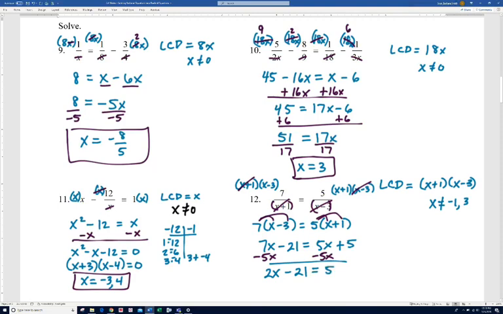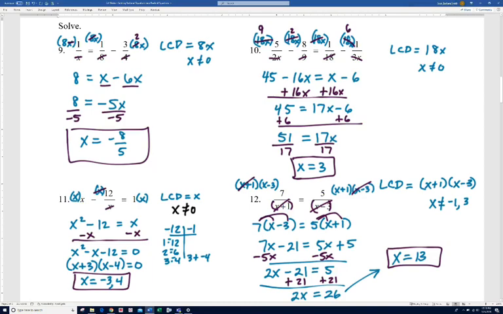So we have the two-step equation 2x minus 21 equals 5. We'll add 21 to both sides. We'll get 2x is equal to 26. And then divide both sides by 2, or you can just do that in your head. You're going to get x is equal to 13. So notice our restricted values were negative 1 and 3. And so this is a good solution.